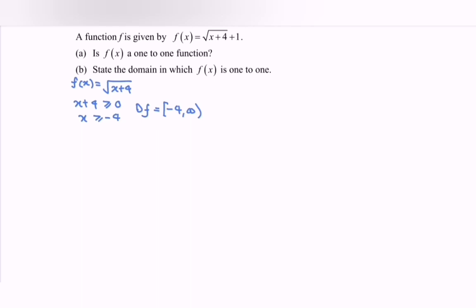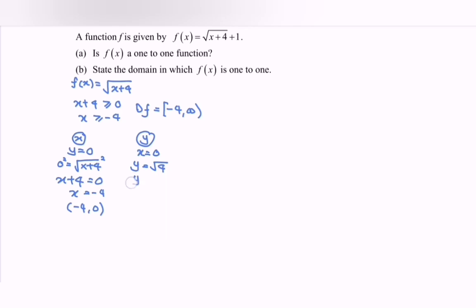Next will be the intercepts. We have the x-intercept and also the y-intercept. In order to find the x-intercept, that means when y is equal to 0. So we have the square root of x + 4 equal to 0, meaning that we have to square both sides. If we square both sides, we will have x + 4 = 0, so x will be equal to negative 4. So the x-intercept would be (negative 4, 0). Next, in order to find the y-intercept, that means when x is equal to 0. If we substitute, y is equal to the square root of 4, so y is equal to 2. So the y-intercept would be (0, 2).